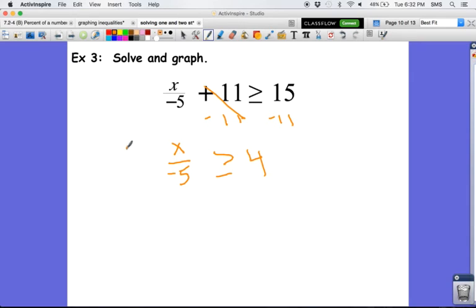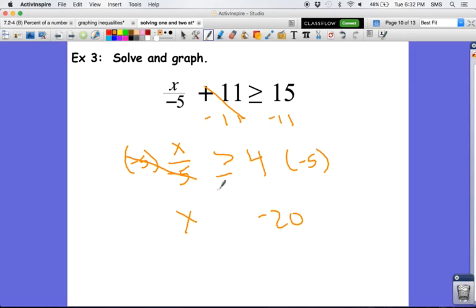And to do that, I can just multiply by negative 5 on both sides. Multiply by negative 5. These cancel out. That's why we did it. So I still have my x, so 4 times negative 5 is negative 20.